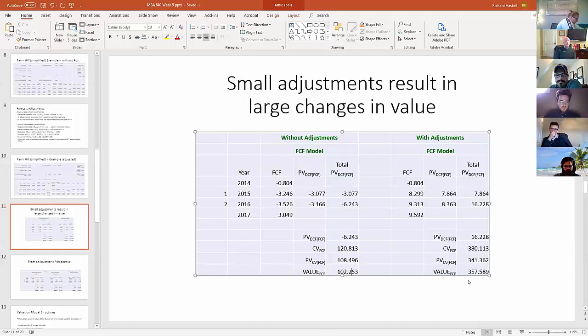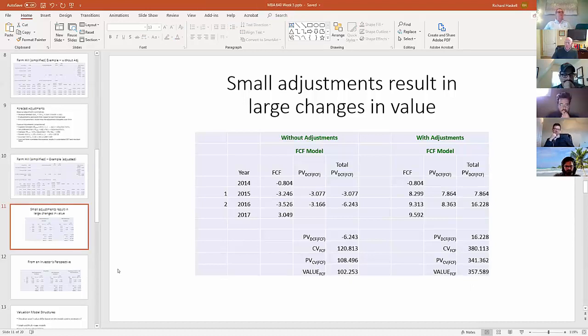So even though we can trivialize the effort that we think it might take to get those adjustments, this is not a trivial change in value. This is monumental. This is a 2.5 times, 3.5 times change in value by having some 2 and 3% adjustments. That's huge. I want to look at one other thing here.